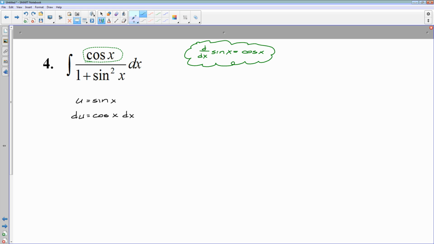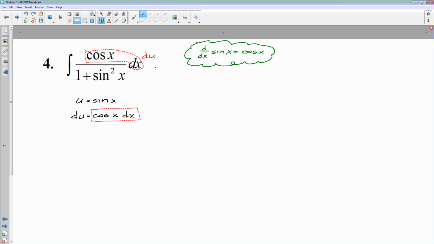And this is a problem where your du actually determines your u. In the other problems, I picked my u first. But in this case, I see cosine x, which is the derivative of sine, so that's how I chose du. And now I need cosine x dx, which I see right here as my du. So I can go forward with this substitution.